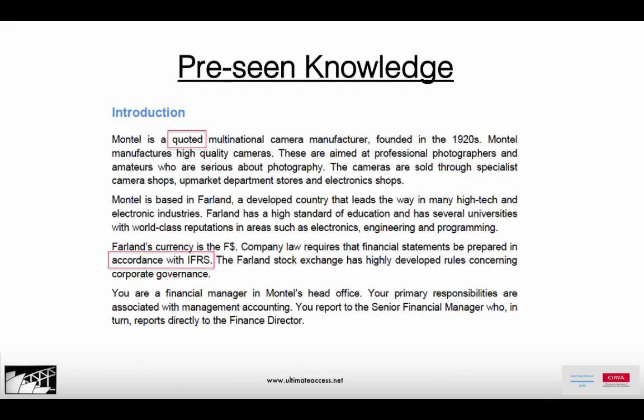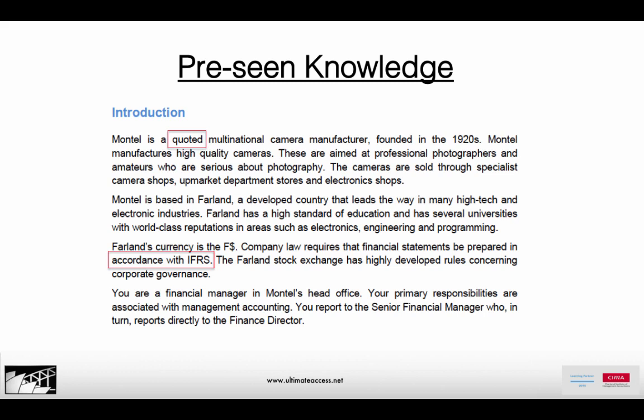A little bit of pre-seen knowledge that we can cover for today. The reason that we are covering IFRS 8 or segmental reporting is that the pre-seen actually mentions the fact that Montel is a quoted company, so it's a publicly listed company. And the second thing, the pre-seen talks about Montel's financial statements being prepared in accordance with IFRS. So Montel actually complies with IFRS.